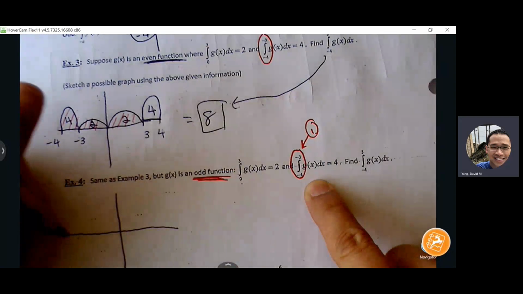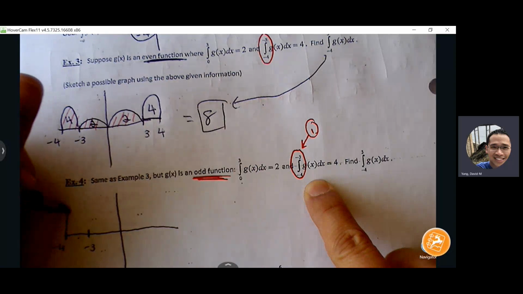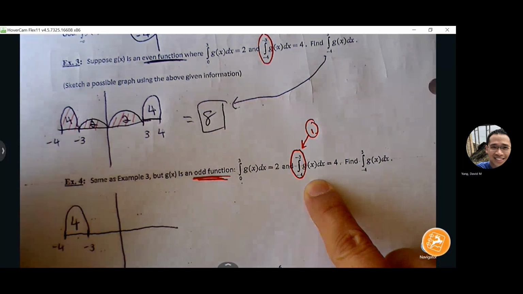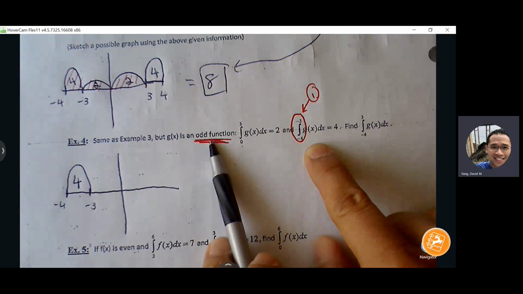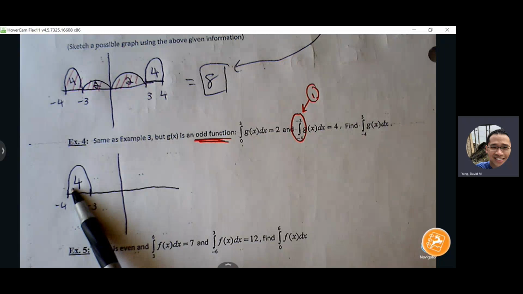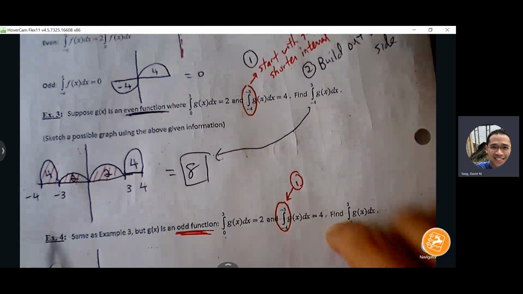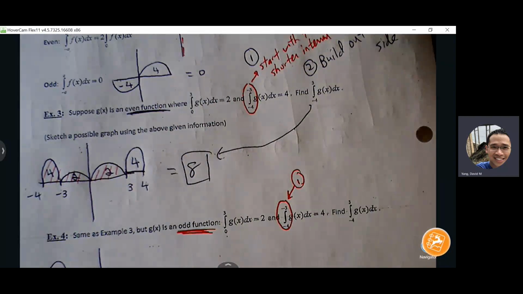Okay, -4 to -3. Still +4. But it's an odd function. So let's go ahead and create the property that needs to live on the other side. What's going to live on the other side? -4. Good. So whatever we build on one side, we're going to create equal but opposite on the other side.